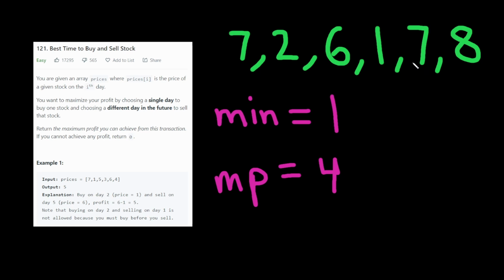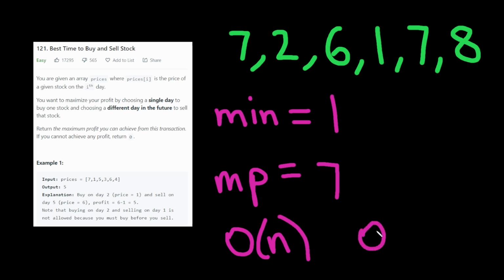Then we get to this 7 here, and now we say, okay, well, 7 minus 1 is 6. That's greater than 4. So our maximum profit now is 6. We get to this 8 here, and 8 minus 1 is greater than 6. So our new maximum profit will be 7. And this is an O of n algorithm because we're just going through each element once. And it's an O of 1 space complexity algorithm because we're only storing 2 variables. We're not storing a data structure.